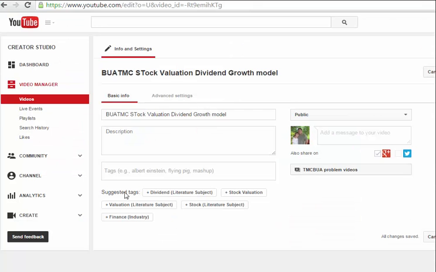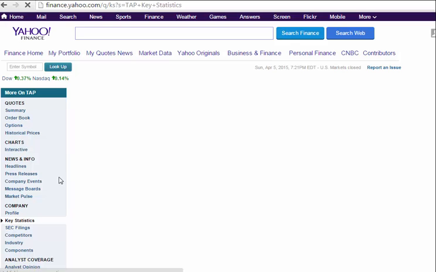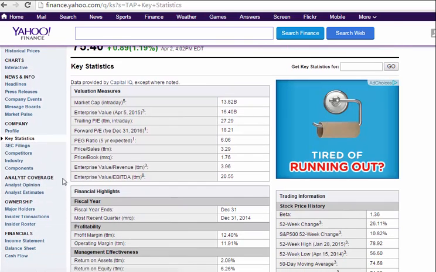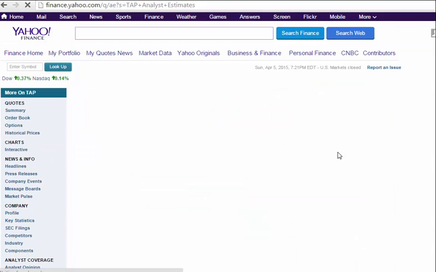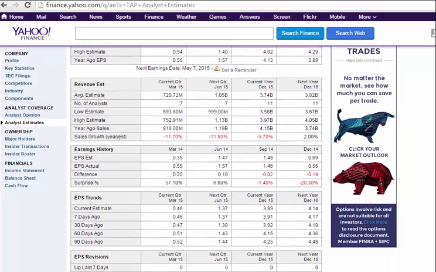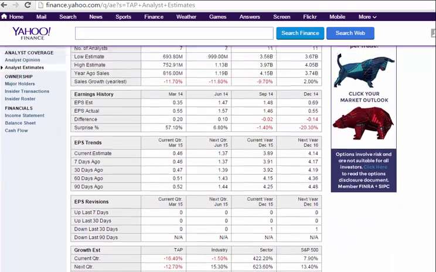So let's go back again to where we were, and we're going to go to the key statistics area. Excuse me, nope, that's not where we want. We want to go to the analyst estimate place. So we'll go to analyst estimates. Scroll down here till we find earnings per share. And where is earnings per share? Where'd it go? I'm sorry, I just saw it here a little while ago.